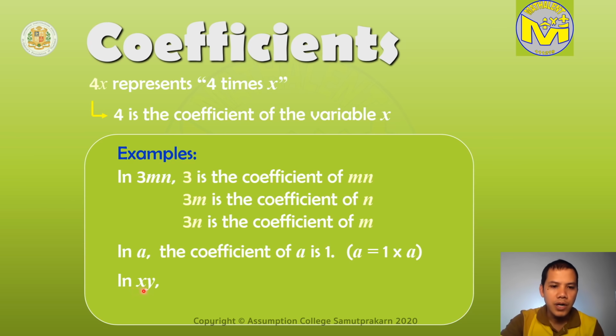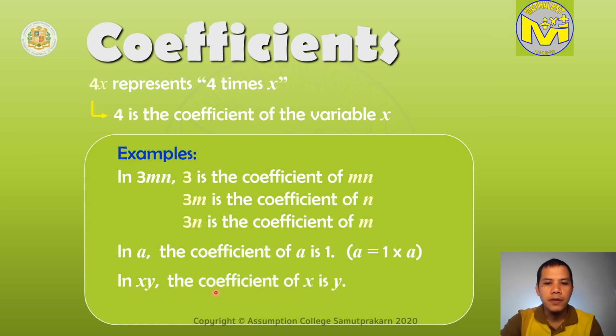Next, in xy, the coefficient of x is y. Look, the coefficient of x is y. In other words, the coefficient of y is also x. And then the coefficient of xy is 1. Got it? Let's go to the next video or slide.